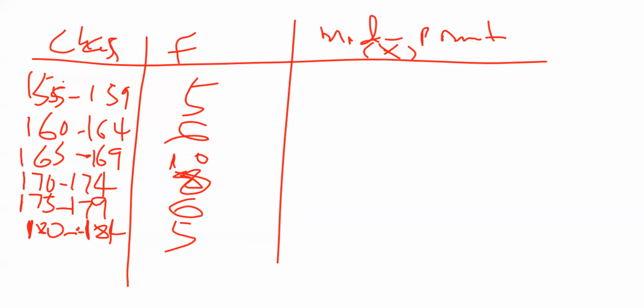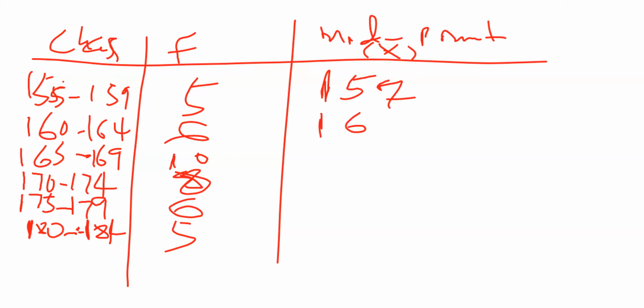155 plus 159 divided by 2. That's 314 divided by 2. That's 157. Yes, 157. Good. Next, 160 plus 164 divided by 2. That's 162.